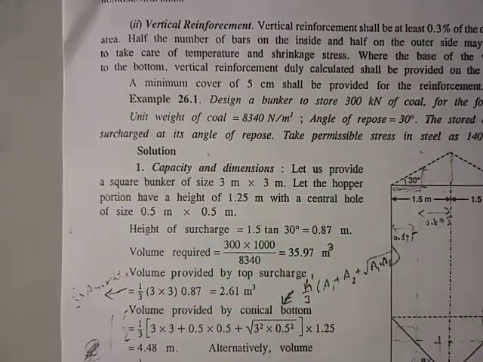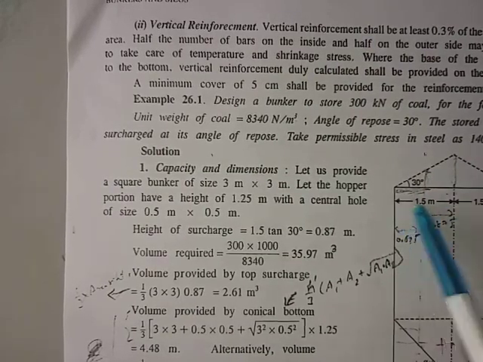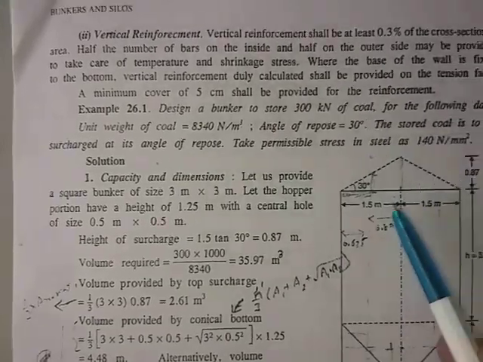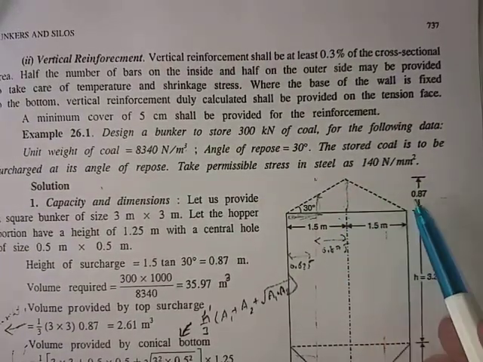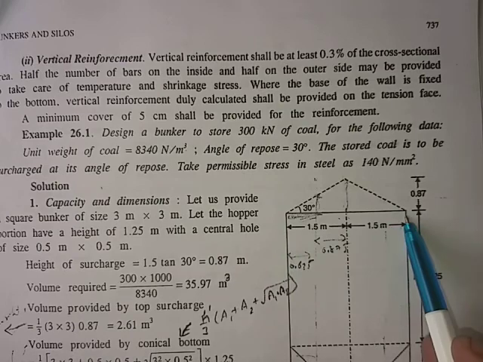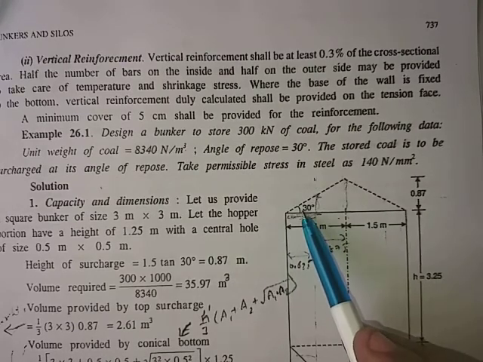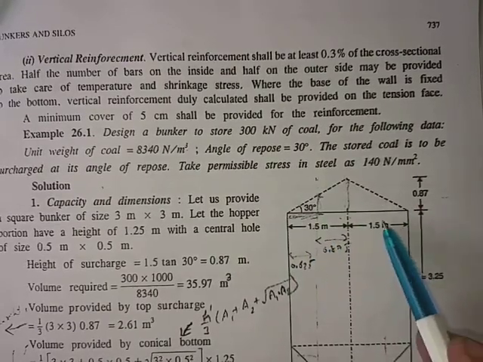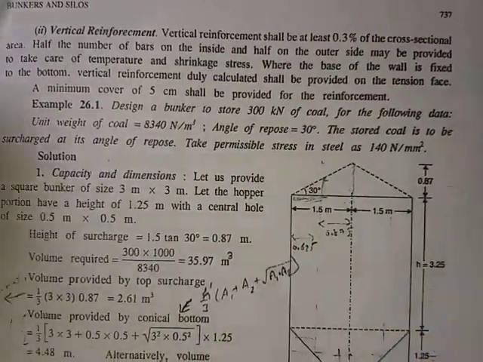So this is again a square opening. When you look at these values, 30 degrees is given as the angle of repose, so I can get this value as 0.87, as this is 3 meters. So this value at this height comes out to 0.87 for 3 meters and an angle of repose of 30 degrees. So we can fix the height of the cylinder portion also.